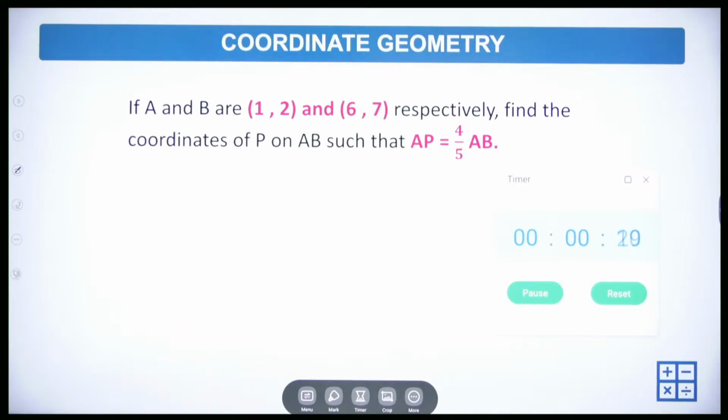Last 20 seconds. Last 5 seconds. Right, so time is done.